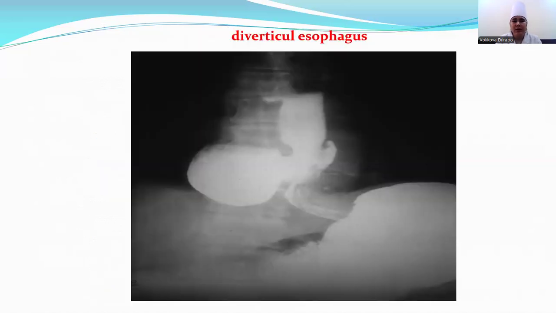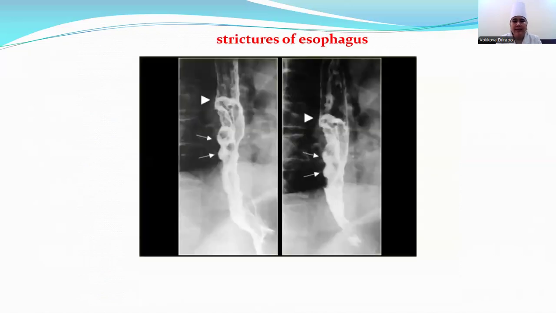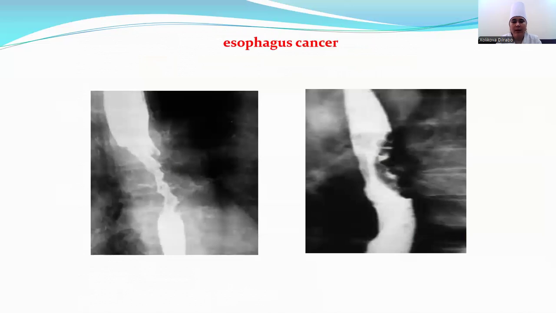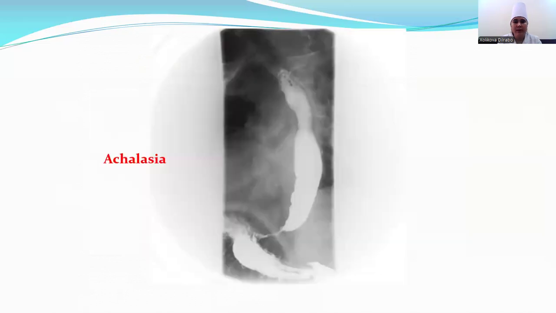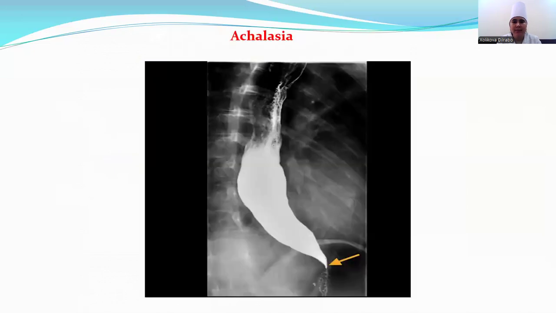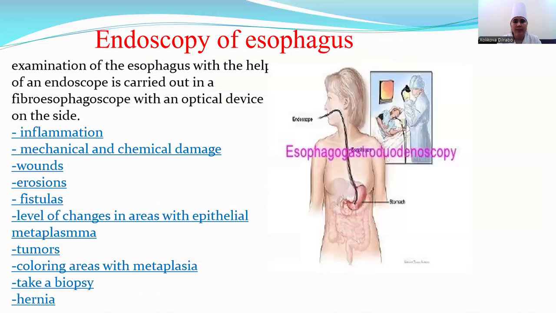It is a picture of the esophagus. It is a diverticulum of the esophagus. In the next slide, we can see the structure of the esophagus. Next slide is about esophageal cancer. In this slide, we can see achalasia. It is also a picture of achalasia.